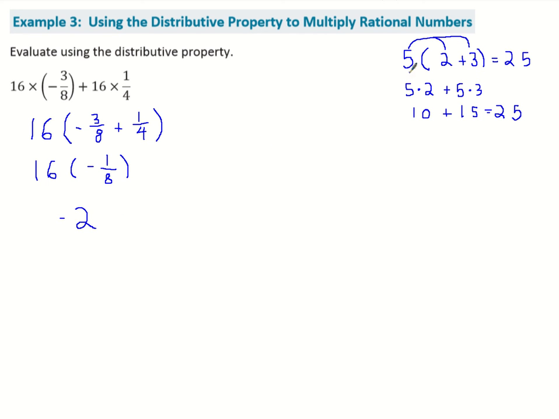So, with our distributive property, we could either distribute our 5 in, or we could pull our 5 out. We could either distribute our 16 in, or we can pull that 16 out, just like we did here. So both of them were multiplied by 16. That means I could add together these two parts and multiply that by 16.